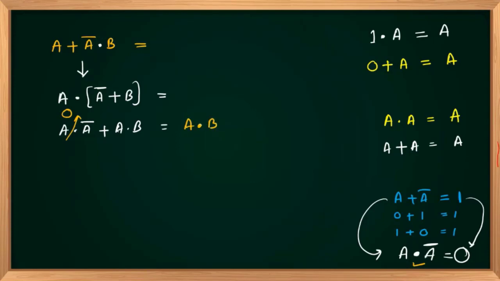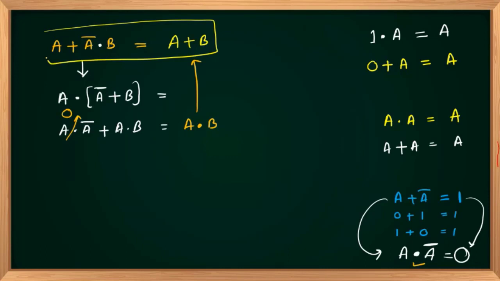Then if you take the dual of this, you will get the original expression. What is the dual of A dot B? A or B, right? So A plus A bar B is simplified as A plus B, and that you can easily remember. That also is required while simplifying Boolean expressions: A plus A bar B can be simplified into A plus B, right?